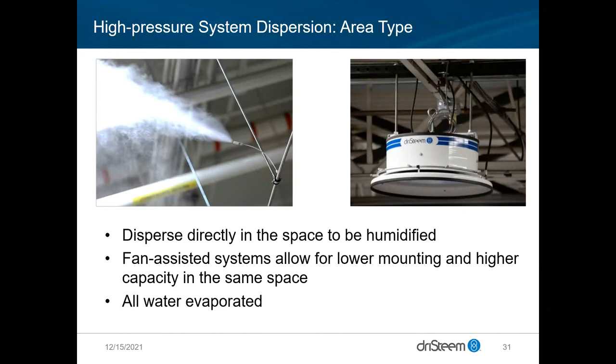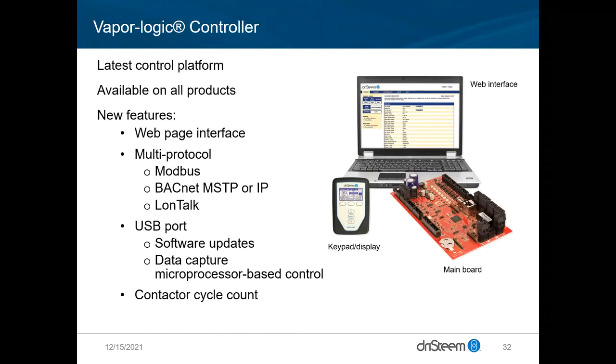An option for evaporative in space is to put those nozzles you saw in that air handler right in the space, whether it be just spraying naturally or with a fan assisted system. Those are two real fine options for buildings with high open ceilings and the ability to evaporate that water. When we do this, there are no losses. Everything is absorbed.